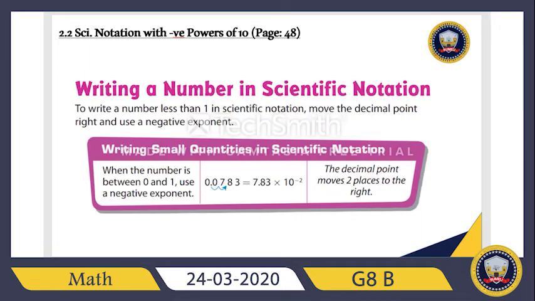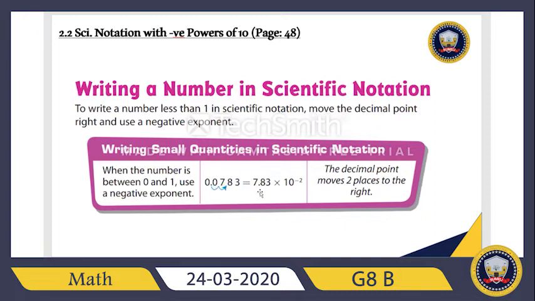Now, writing a number in a scientific notation, when the number is between 0 and 1, use a negative exponent. For example, I have this number which is very small, 0.0783. It is in standard notation. If I want to write it as a scientific notation, I need to move my decimal point to the right. Why? Because this number is already smaller than 1. I should make it between 1 and 10, remember. So to make it between 1 and 10, I will make it bigger by moving my decimal point 2 places.